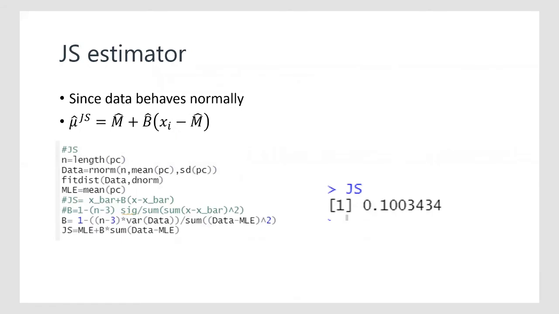To calculate the James-Stein estimator, since our data behaves normally, we use the following formula. And we use the code that we have here to obtain the mean of the James-Stein estimator, that is 0.103434.